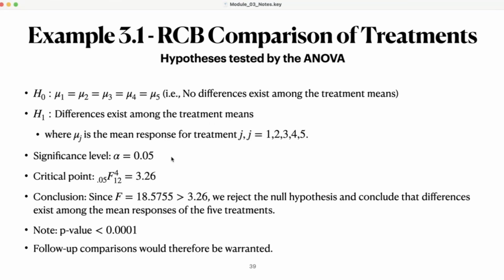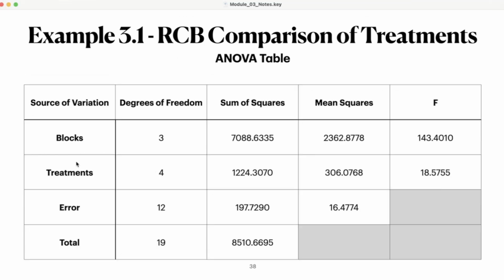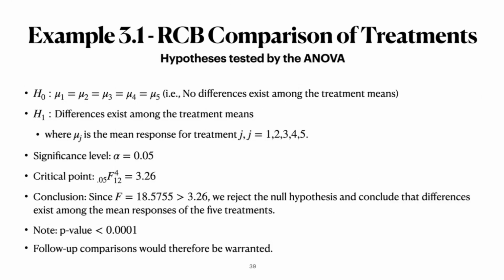Let's use a 0.05 level of significance. Then the critical point comes from the F distribution with 4 numerator degrees of freedom and 12 denominator degrees of freedom. In particular, it's the upper 0.05 percentage point, the upper 5th percentage point, for that particular F distribution.